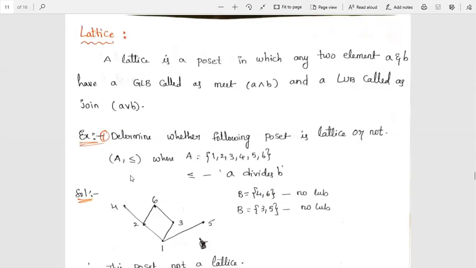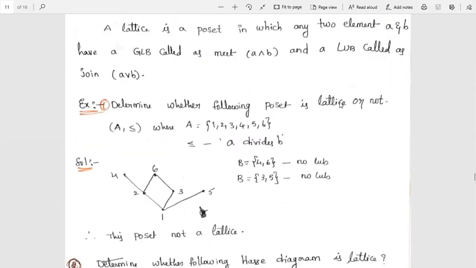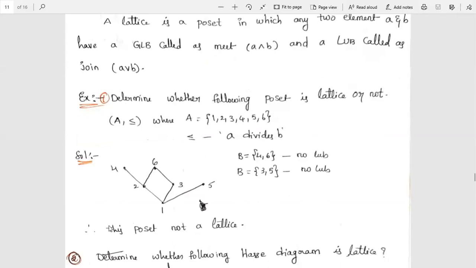So for example, determine whether the following poset is a lattice or not. Here we have the set A containing the elements 1, 2, 3, 4, 5, 6, and the relation defined on this set is A divides B. We have to check whether the given poset is a lattice or not. So first we have to draw the Hasse diagram for the given poset.